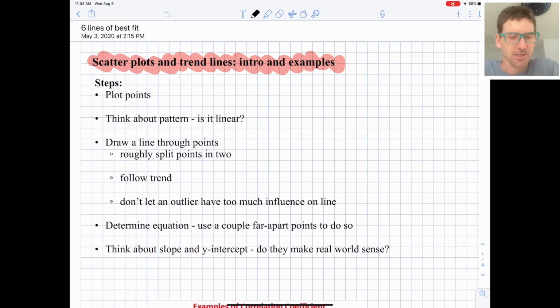So we'll start off with an introduction, which in this case is really just a set of steps I think you should follow for finding a line of best fit by hand. And then we'll do one example and we'll check our work on Desmos.